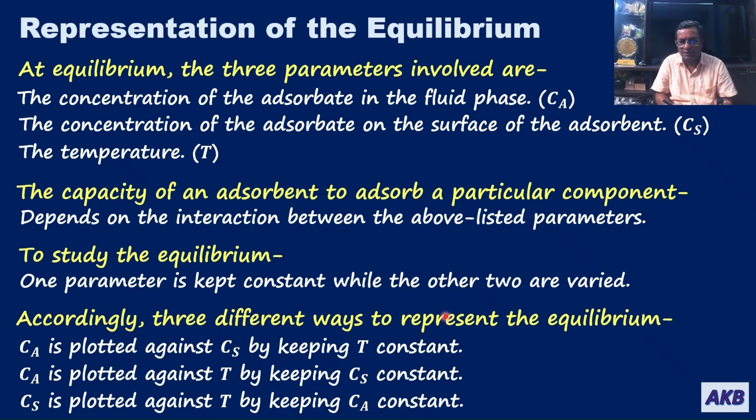And when you plot the equilibrium data, when one parameter is constant while the other two are varying, there are three different ways of plotting: Ca against Cs by keeping T constant, Ca against T by keeping Cs constant, and Cs against T by keeping Ca constant. When temperature is kept constant, the resulting curve that you get when you plot Ca against Cs is called adsorption isotherm. And that is what we are discussing in this video.